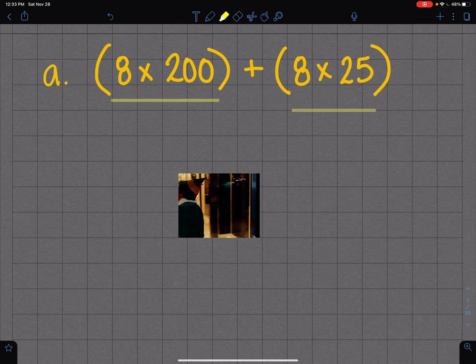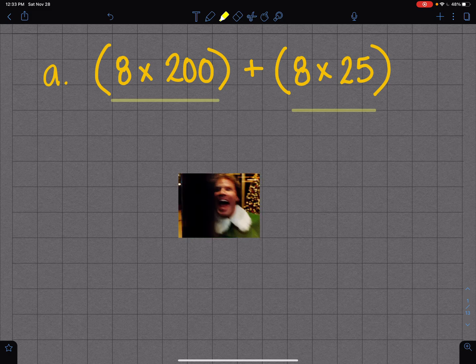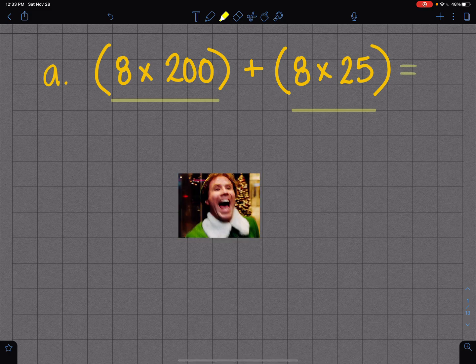I hope these little GIFs aren't too distracting for you, but they're all clips from Elf that we just saw the other day, so I thought you would enjoy them.